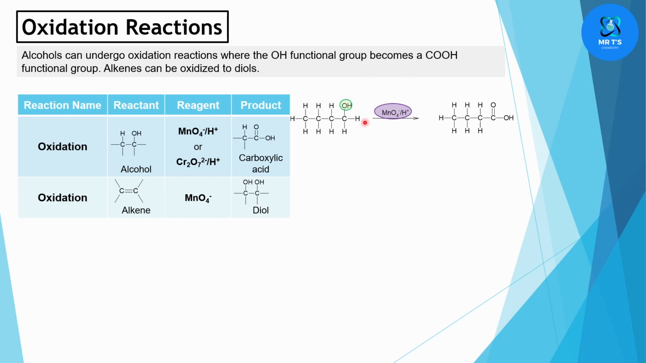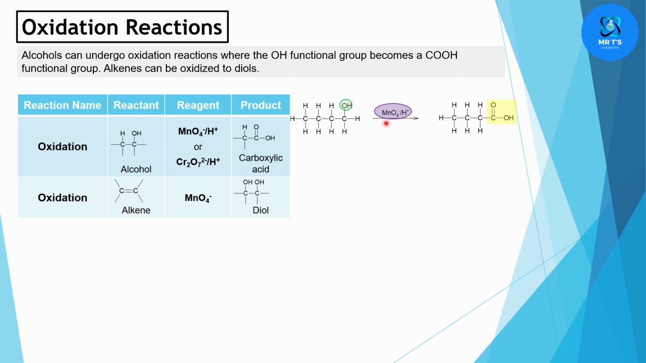But the carbon that the OH is attached to gains a double bond oxygen and keeps the OH group, and it forms a carboxylic acid functional group. Now, actually, at this level, we don't need to know this, but there is an intermediate along the way called an aldehyde, but this is the end product, a carboxylic acid from an alcohol.